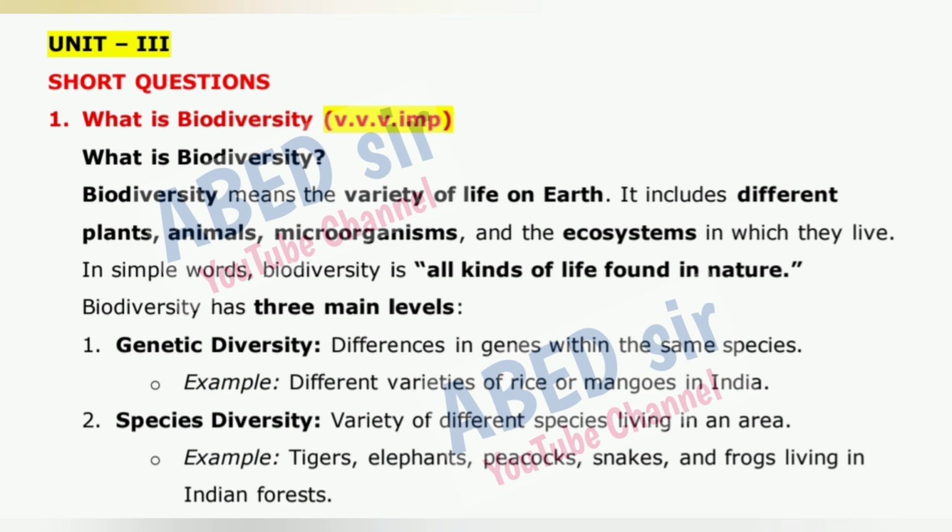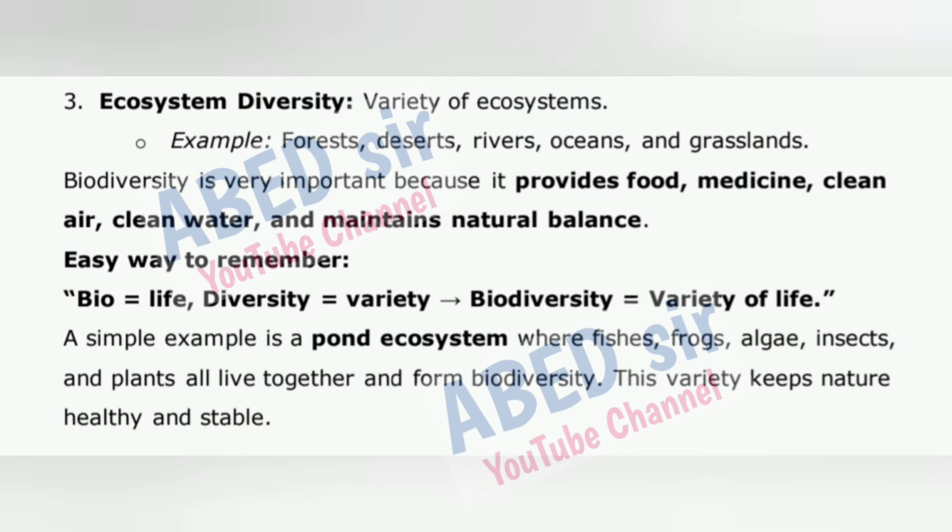Biodiversity has three main levels. 1. Genetic diversity, differences in genes within the same species. Example, different varieties of rice or mangoes in India. 2. Species diversity, variety of different species living in an area. Example, tigers, elephants, peacocks, snakes, and frogs living in Indian forests. 3. Ecosystem diversity, variety of ecosystems. Example, forests, deserts, rivers, oceans, and grasslands.